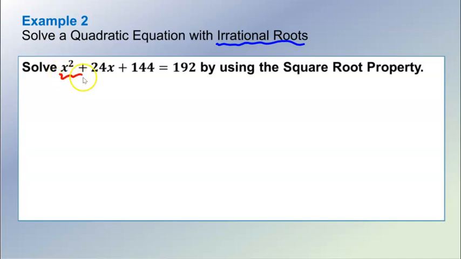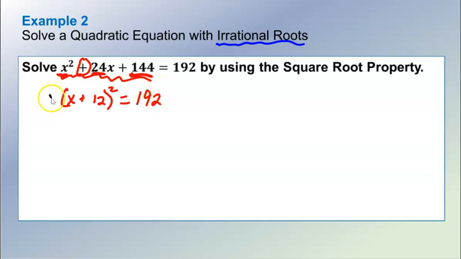Again, on the left side, we are going to have a perfect square trinomial. A quick way of doing this is to make sure the first term is a perfect square and the third term is a perfect square. If you take the square roots of both of them, the square root of x squared is x, and the square root of 144 is 12. You just want to make sure that that number is half of the middle number, and then we use the same sign that they have here. So this will be x plus 12 squared. This is going to equal 192.